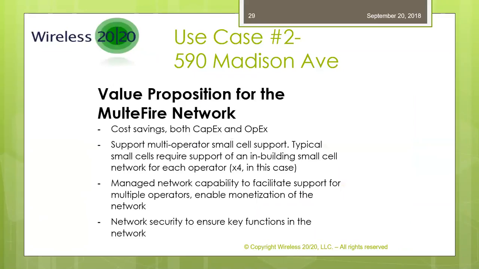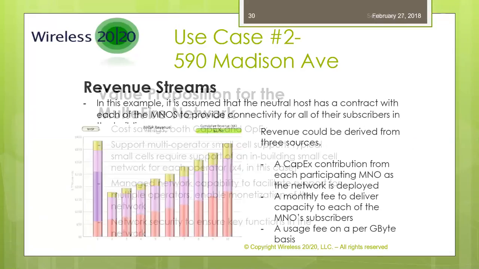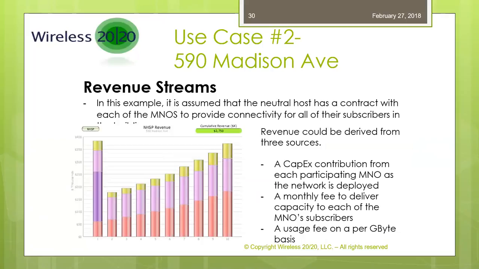So the value proposition for the MulteFire network: cost savings both on Capex and OpEx, support for multi-operator small cell deployments. We're able to have a managed network and to facilitate support for multiple operators and enable monetization of the network and the network security. More and more, corporate security becomes a critical issue here.